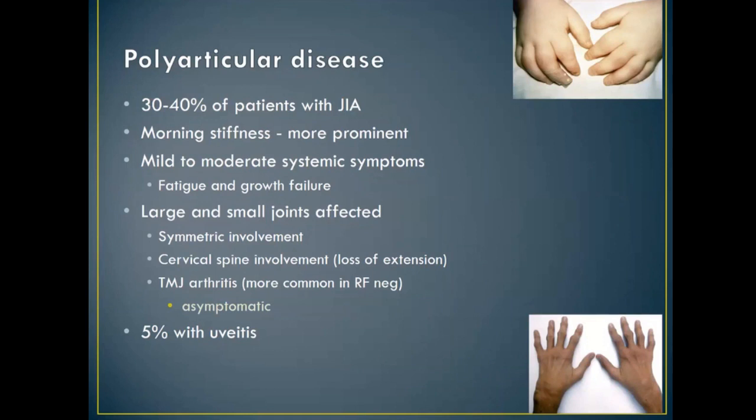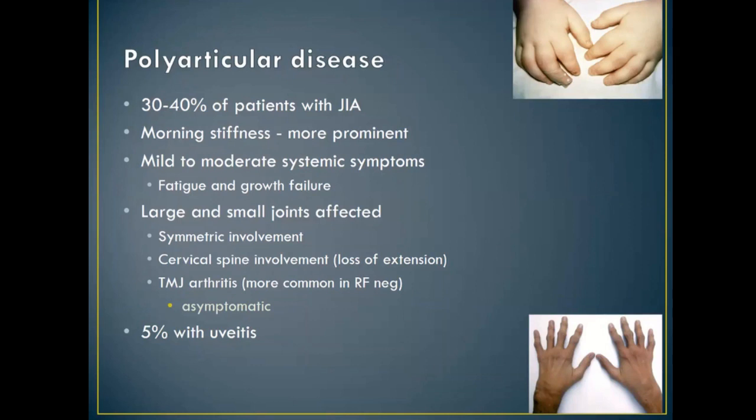So about a third of patients with juvenile arthritis will have polyarticular disease. Here we have more systemic features. There's a little bit of fatigue. There's morning stiffness. Large joints and small joints can be affected. It's more of a symmetric disease, so it's not just one knee. Here, there's usually not spine involvement in the lower spine, but there can be cervical spine involvement with loss of extension, something we don't usually see in adults with rheumatoid arthritis. And we can have TMJ inflammation.